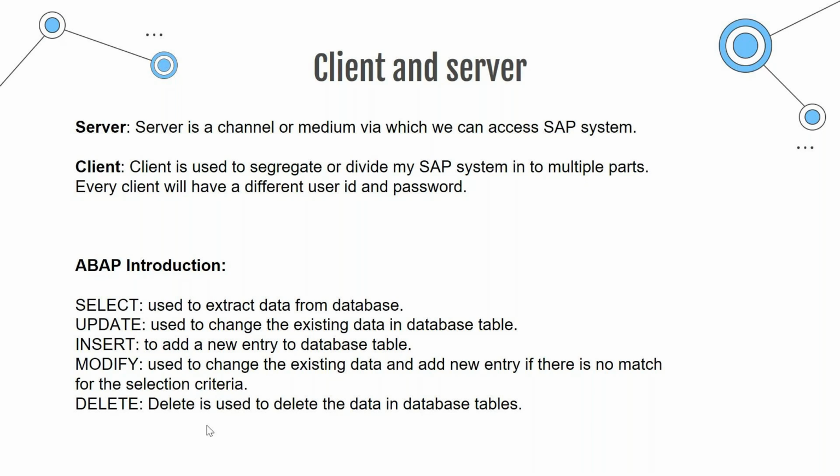Then modify acts as both update and insert. So it will first try to change the existing data. If it is not possible, then it will add a new entry to your table. Okay, it acts as both update as well as insert. Then finally delete. So delete is used to delete the data in our tables. Okay, so this is general introduction to ABAP, how the command looks like and all.